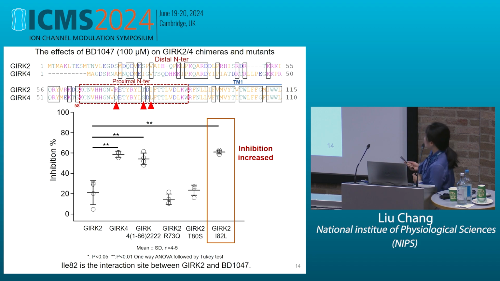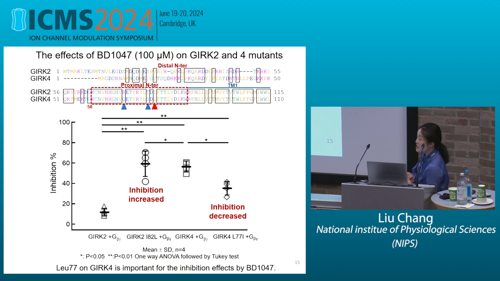This is because after this isoleucine is mutated to leucine, which is the corresponding amino acid on GIRK4, it shows acquisition of the inhibition just like GIRK4 wild type. On the other hand, we tried the reverse mutant on GIRK4. Here, this leucine 77 was mutated to isoleucine, and after mutation, it loses the strong inhibition of the wild type. So it confirmed that leucine 77 on GIRK4 is quite important for the inhibition effects by BD.